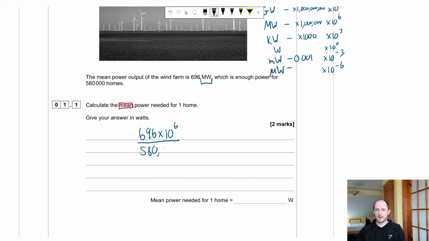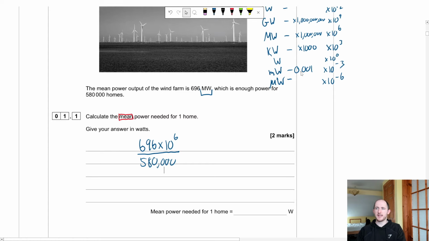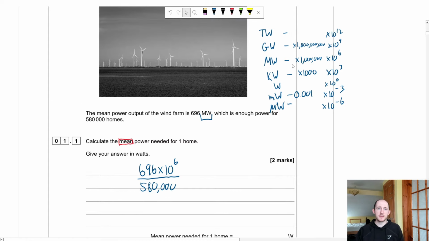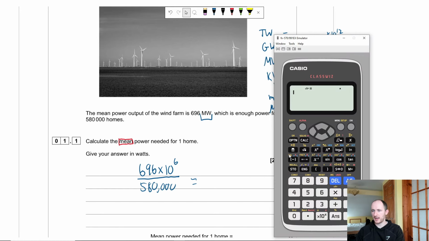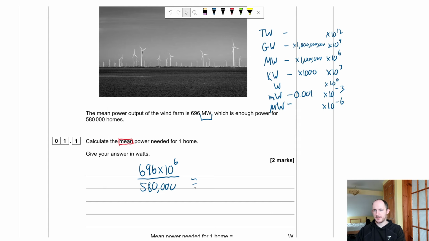What's the best way to learn all these ones on the side? You could write them out like 5 times, and then you'll probably remember them, to be honest. Or just keep doing enough practice questions and you'll get used to it. From there, you just bring it into a calculator, because of course all science exams are calculator. So 696 multiplied by 10 to the power of 6 over 580,000 gives 1,200 watts. Okay.